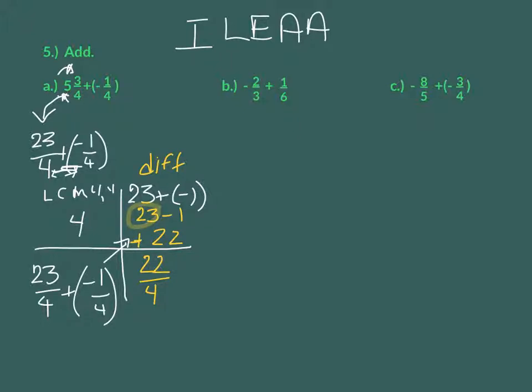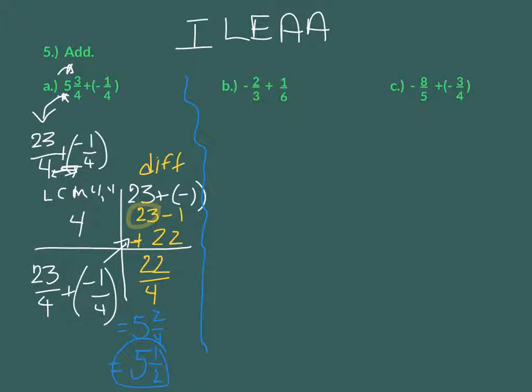I can then reduce that. I know that that tiny little 4 is too little to hold up that big giant 22. So 4 goes into 22 5 times with 2 left over, so that's 5 2/4, giving me a final answer of 5 1/2. Oh, that was fun. Okay, let's go on to the next one here.